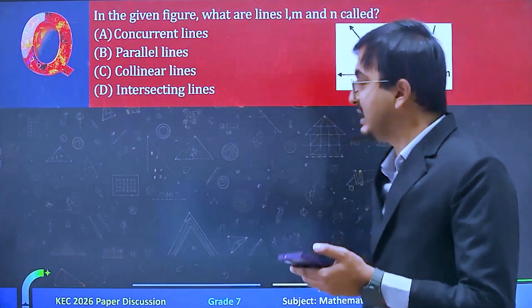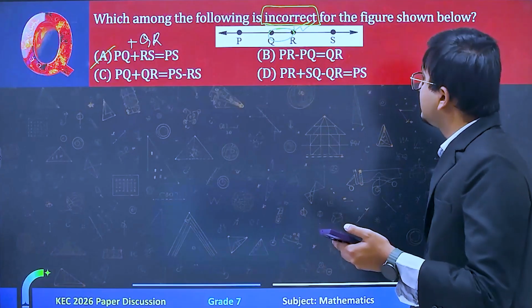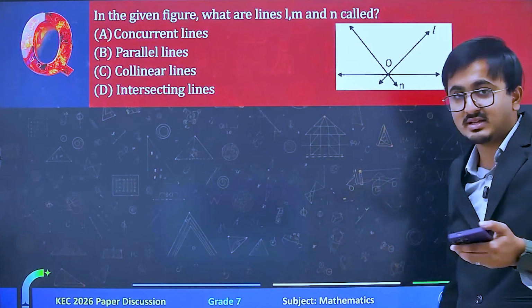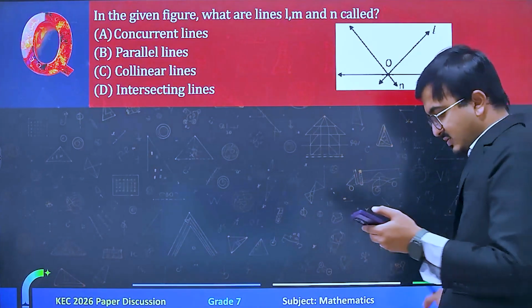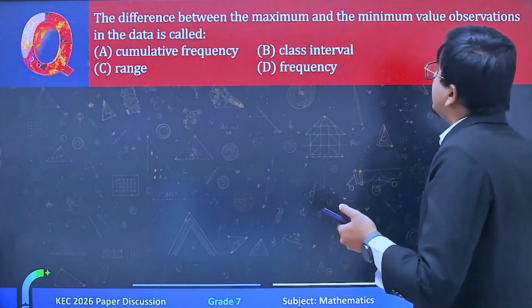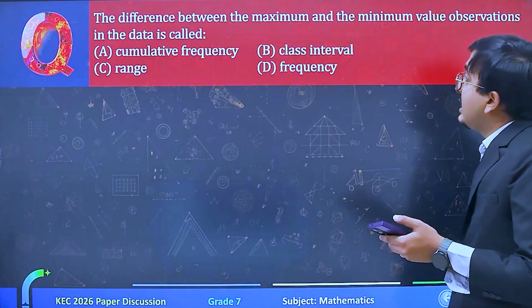Perfect. Everyone is giving the answer. Okay, that is concurrent lines. Concurrent lines are perfect answers. Okay, perfect answer, guys. Very good. Concurrent lines. Next, the difference between the maximum and the minimum value of the observation.